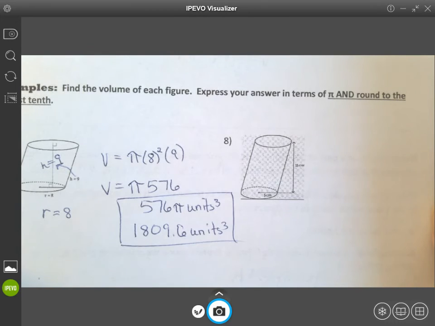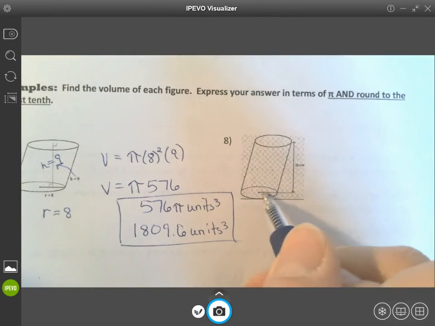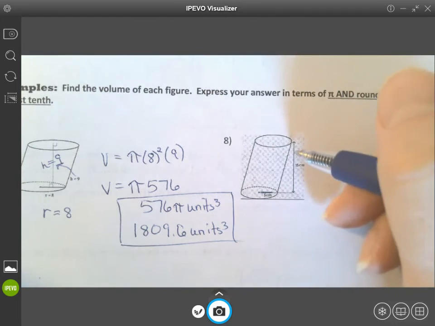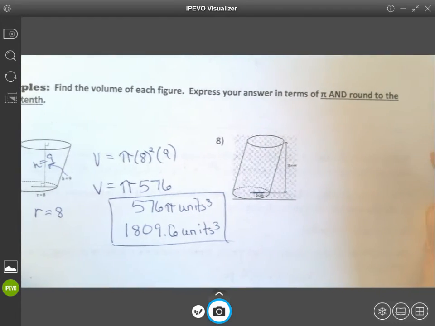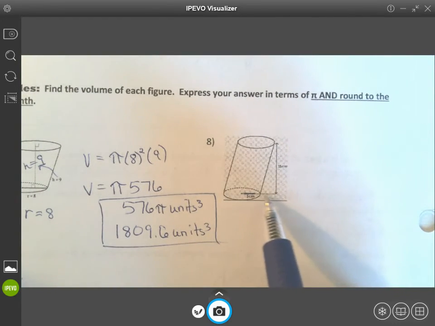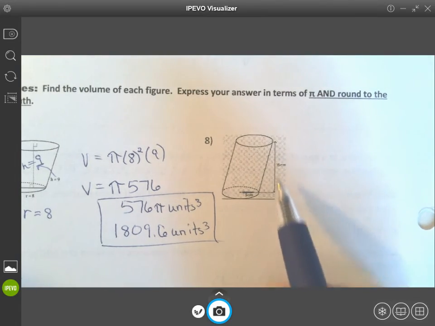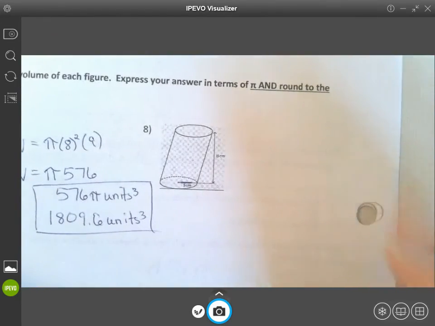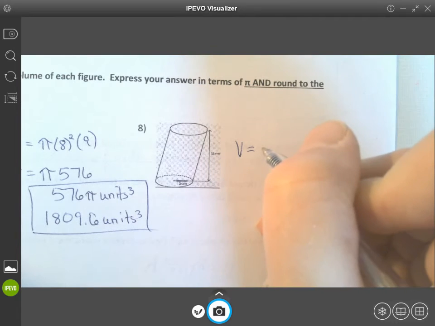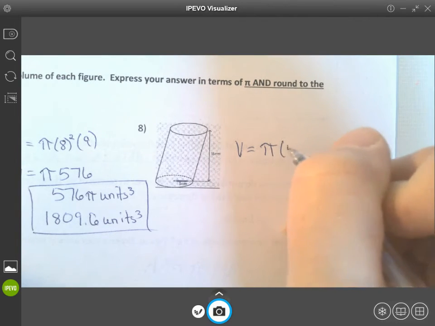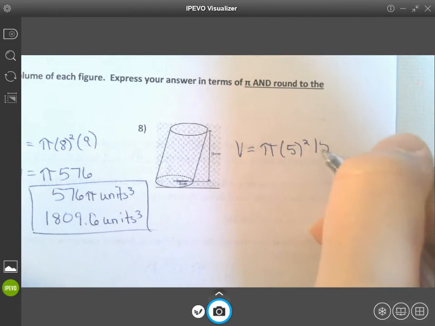Okay, look at number 8. This is 5 right in here, and then the height is 15. This is supposed to be a dashed line, and the idea is they're showing you the height on the outside, just like they do in an obtuse triangle. So volume equals pi times 5 squared times 15.